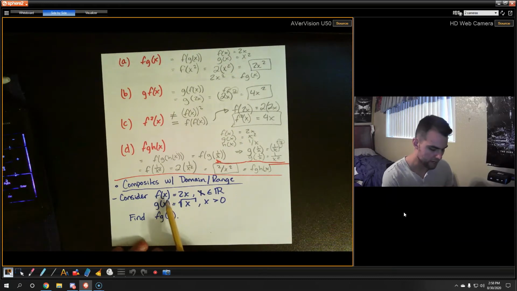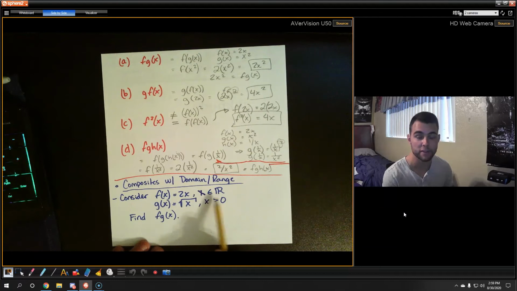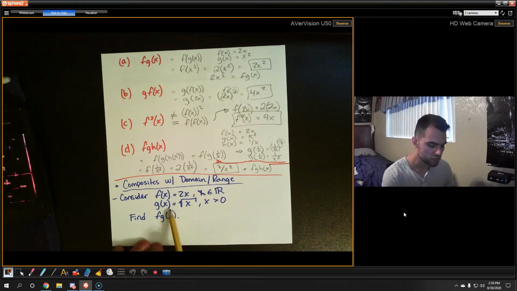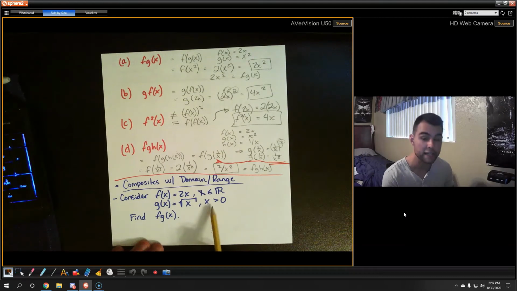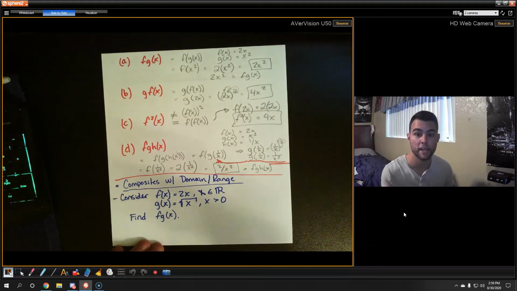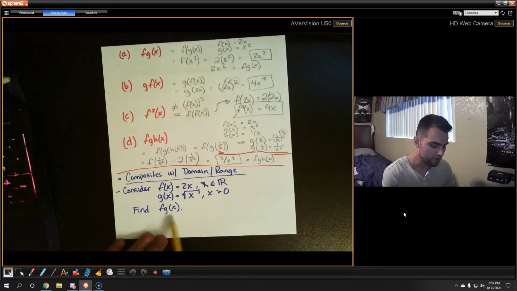So if I'm considering f of x equals 2x, and now I'm saying x exists within all real numbers, and I have g of x which equals the square root of x, and I'm stating that x has to be greater than 0, or else I'll get an imaginary number. I want to find this now.